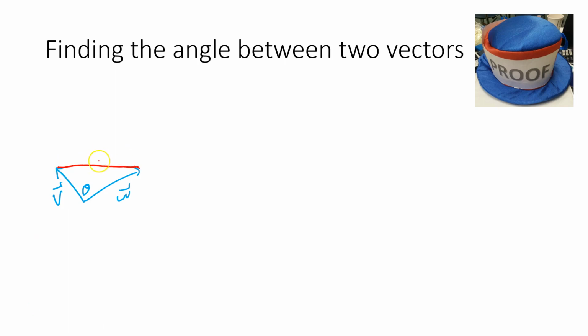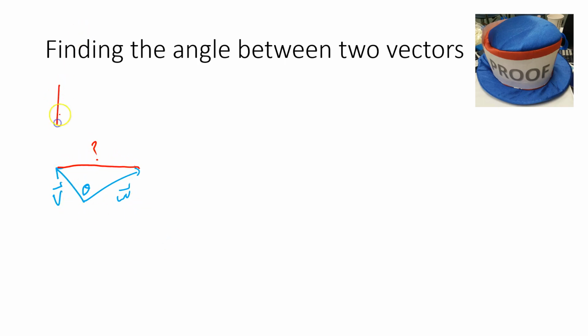If I could find the length of this triangle, and I know the length of v and the length of w, I have a side-side-side triangle. If you remember, if we're looking for an angle of a side-side-side triangle, we can use the law of cosines to do that. So the first thing we need to figure out is, can we find that length?